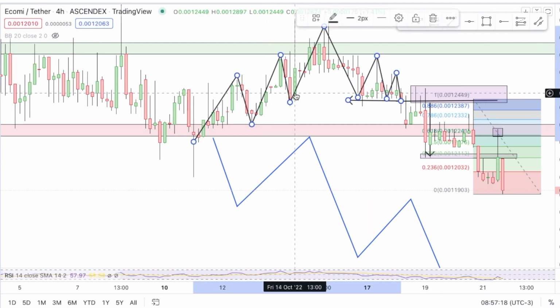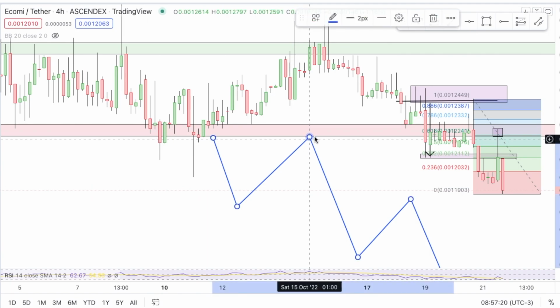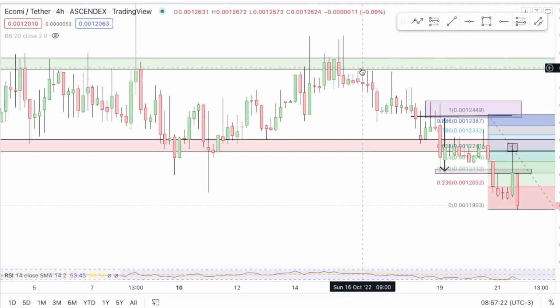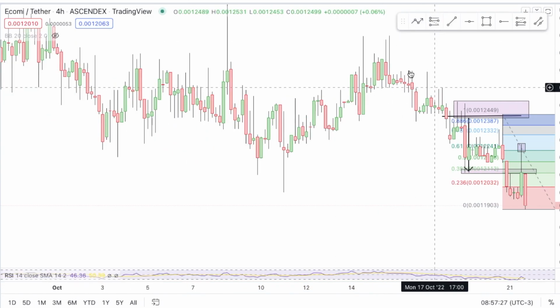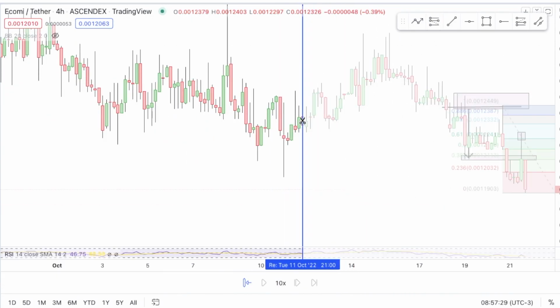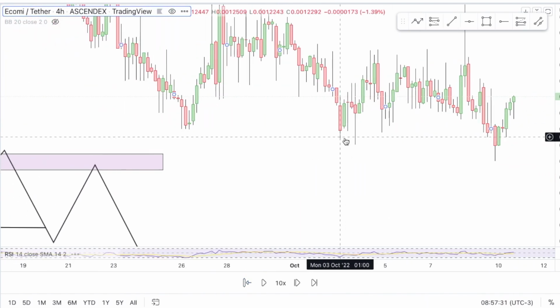And I do want to take away some of my drawings just to show you guys exactly what price was doing at these key levels and moments. So let's take away this structure right here and this structure right here. So we're going to take the replay button right here and we're going to replay all the way here.